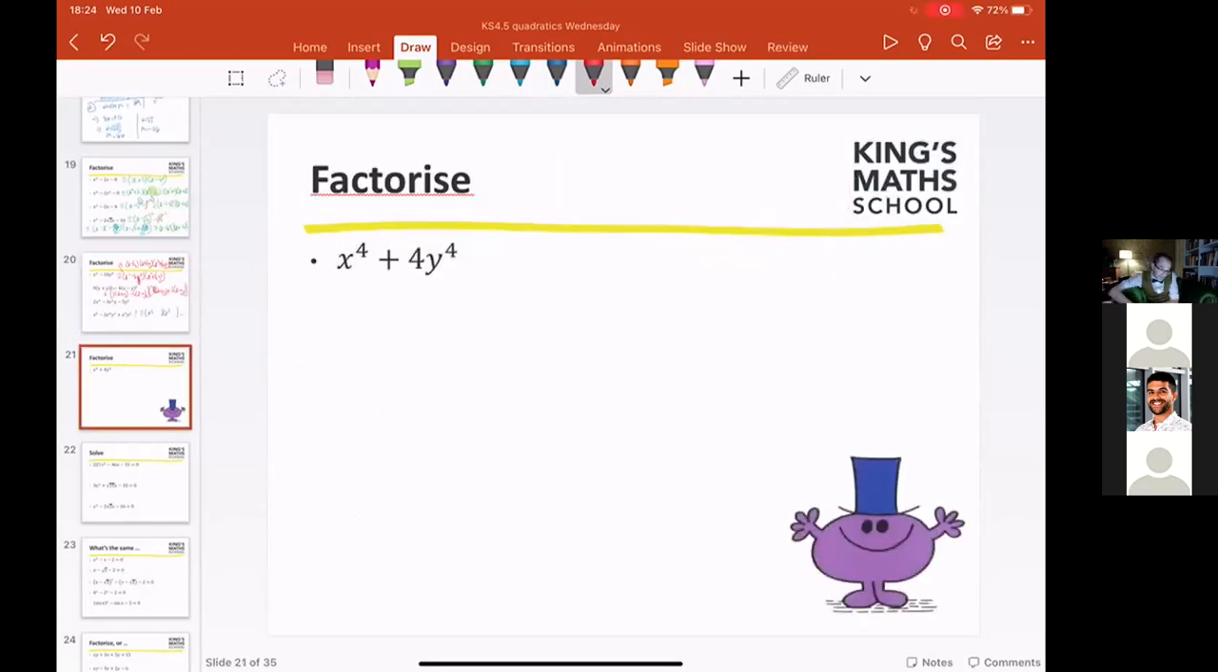Right, I'm going to leave that for you to think about. That's my absolute favourite, my all-time favourite factorisation. And yes, I do have an all-time favourite factorisation. It does factorise. You might think it doesn't, but it does. It does factorise. But I'll give you a hint.